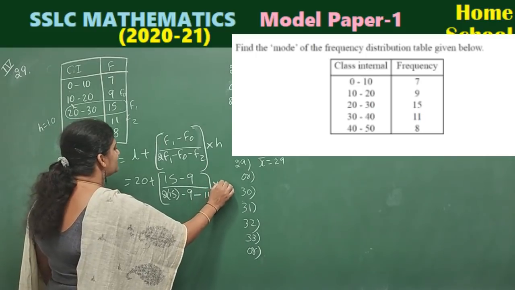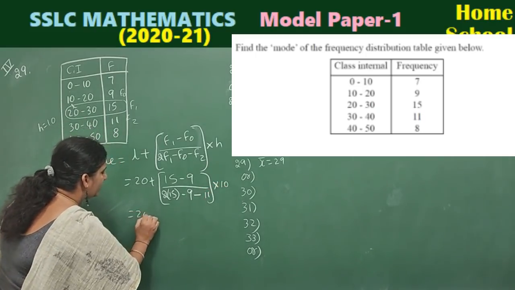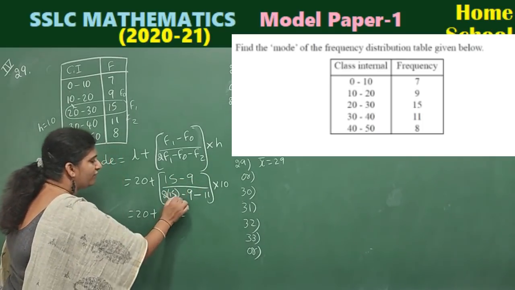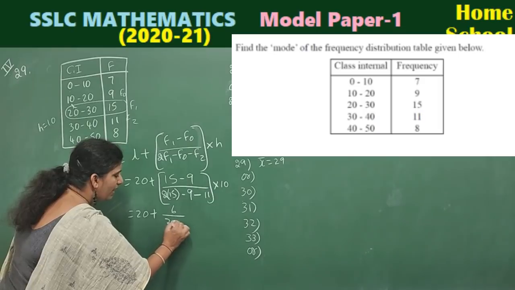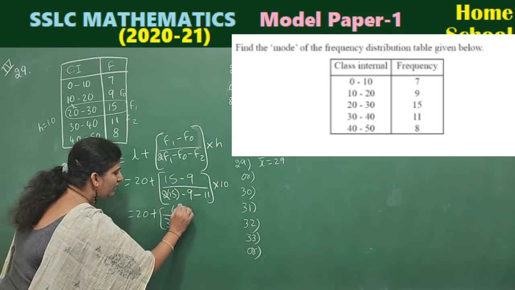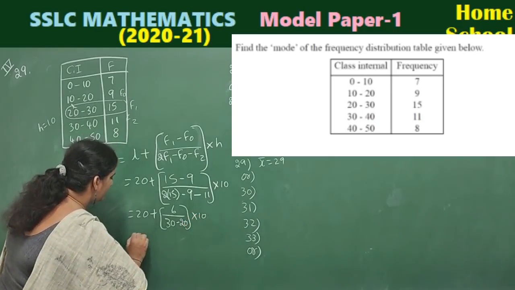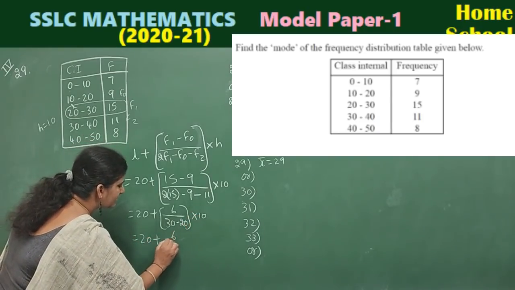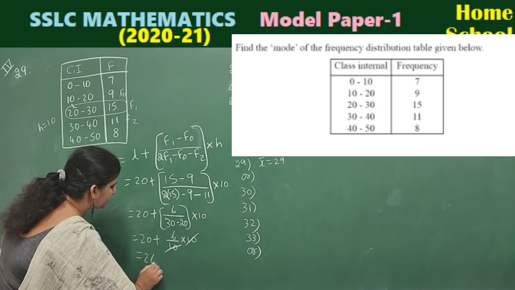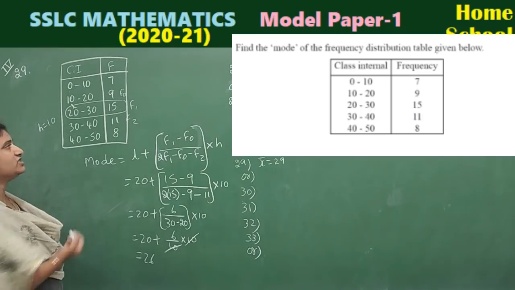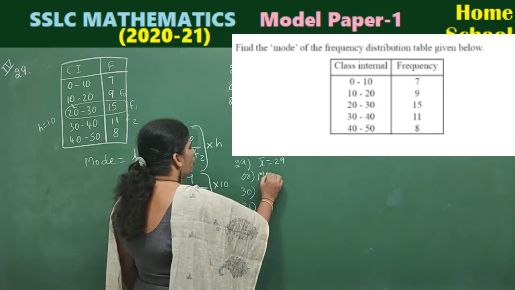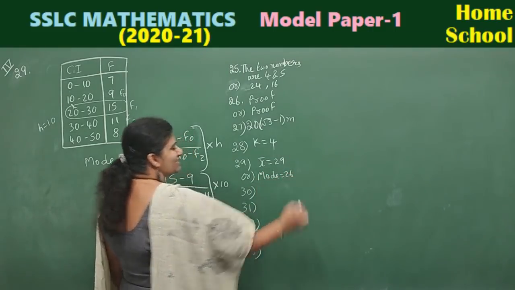H is the class size, 10. 20 plus 15 minus 9 will be 6, by 15 2s are 30 minus 9 minus 11 will be 10, into 10. 20 plus 6 by 10 into 10. 10 cancel, 20 plus 6 will be 26. That is your answer. Therefore, mode is equal to 26.